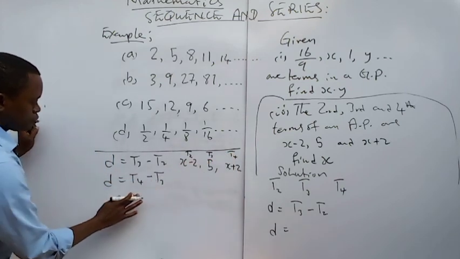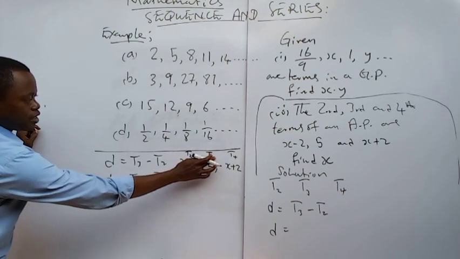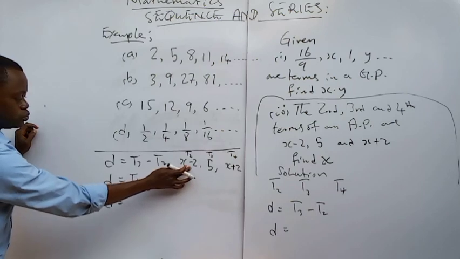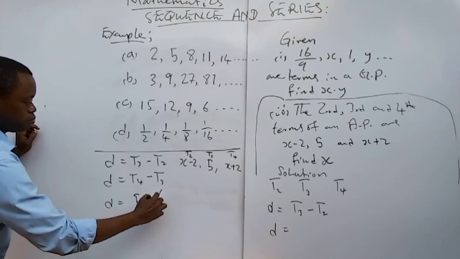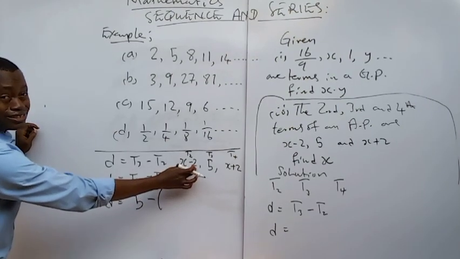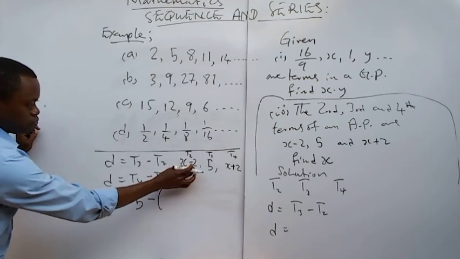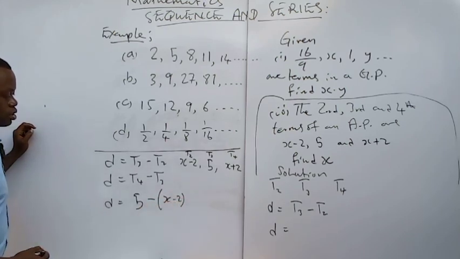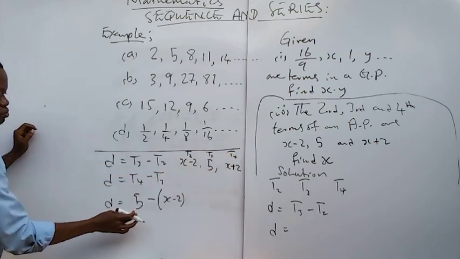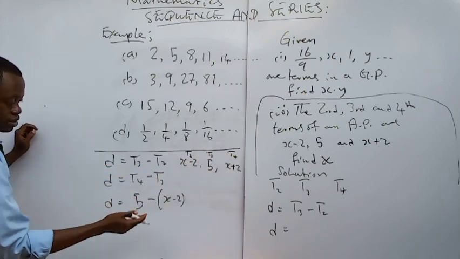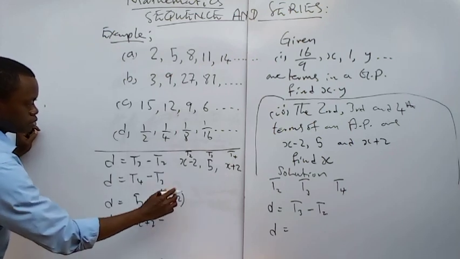So I can choose to say that my common difference D is equal to T3 minus T2. That's to say 5 minus, in brackets, x minus 2. It's regarded as a single term, so I have to put it in a bracket because of the way it is. And that same common difference is T4 minus T3, and it's still the same thing. So it is going to be x plus 2 minus 5.